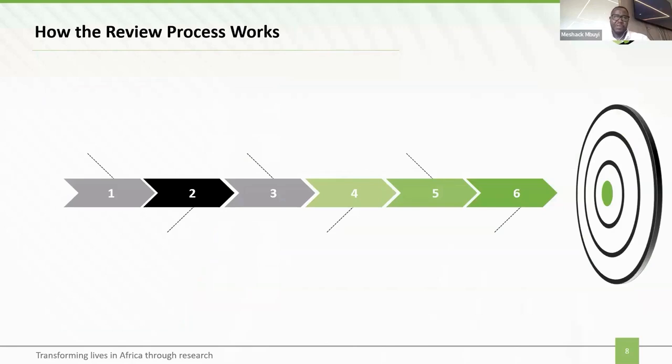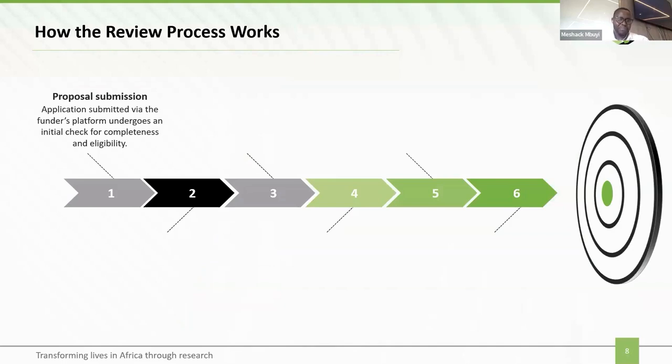But let me also quickly go to how the review process actually works so that we are on the same page. It starts from when you submit an application. You submit an application through, if it is NIH, their platform, and they will do an initial check for completeness and eligibility. This is where they look at administrative things, whether you've completed the application the way they expect. If not, they will put it aside. Or if you're missing some documents, they'll put it aside.